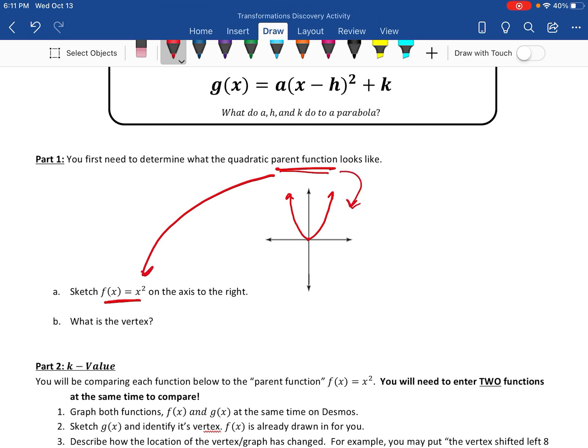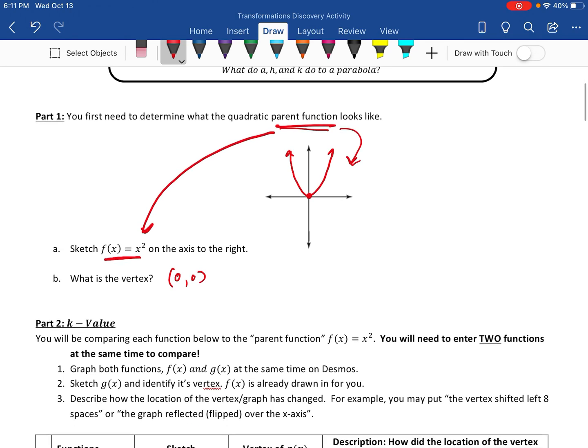Your graph will look like this. The vertex of this parent function is where it starts to turn, right here in the middle, which is my origin. My coordinate is (0, 0). So we're going to complete this activity with this in mind: our parent function, our general function, is x squared, and it looks like a U through (0, 0).